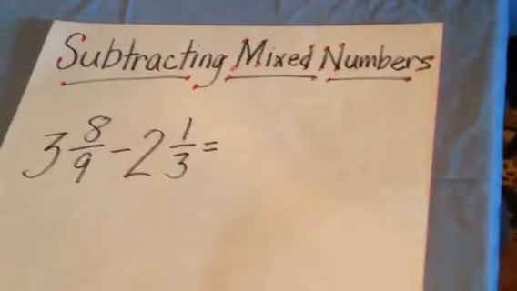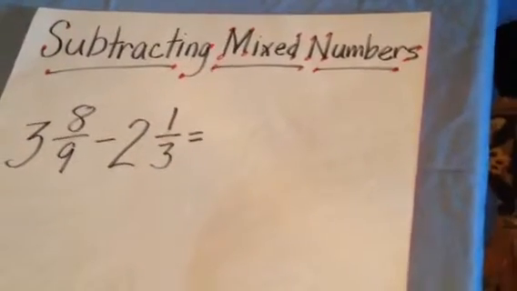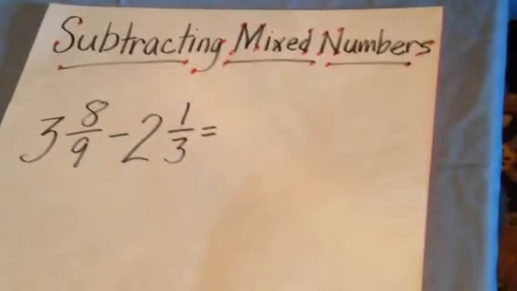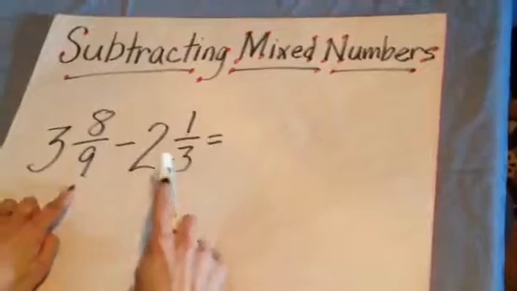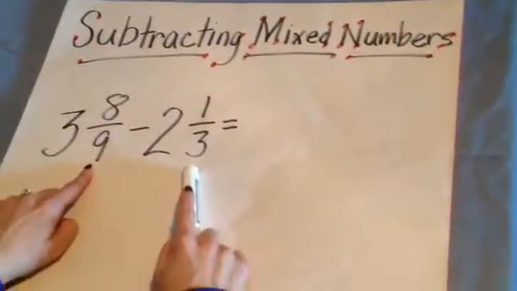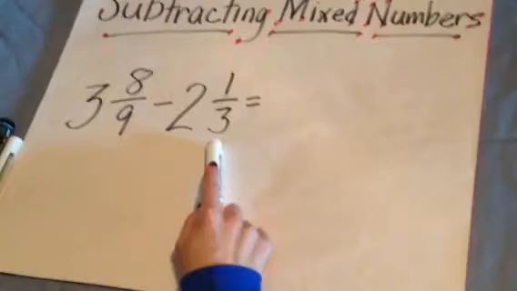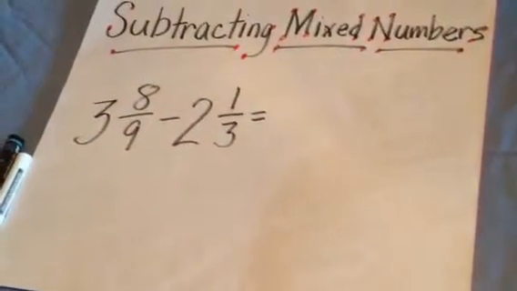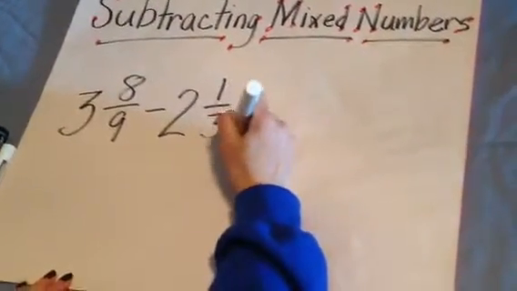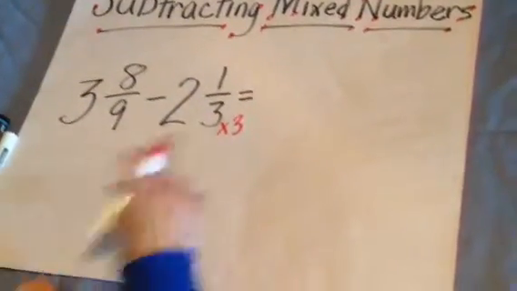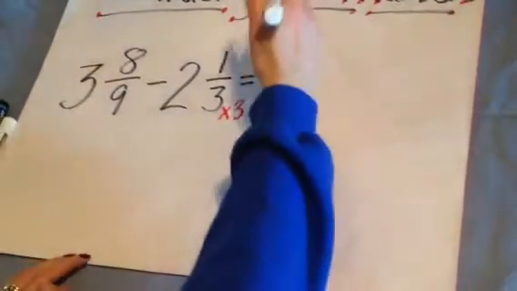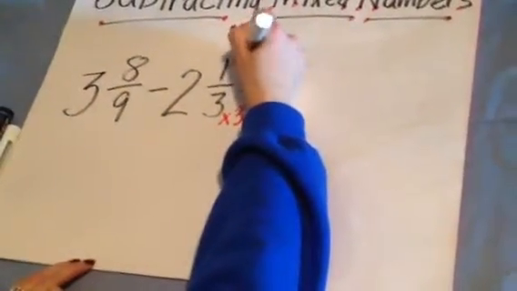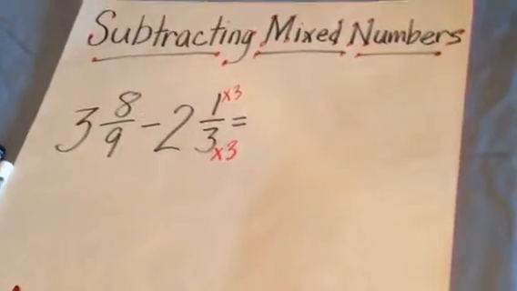Okay, the very last part of this video is subtracting mixed numbers. So we're adding in that whole number component now. I'm going to be paying most attention right now to the fractional parts of these mixed numbers. And I see I have a 9 and I have a 3. And right away I'm thinking 3 times 3 gives me 9. So this is exciting that I don't have to do a whole lot of work. 3 times 3 equals 9. And then if I multiply my denominator by 3, of course, you know the drill, I have to multiply my numerator by 3 as well.